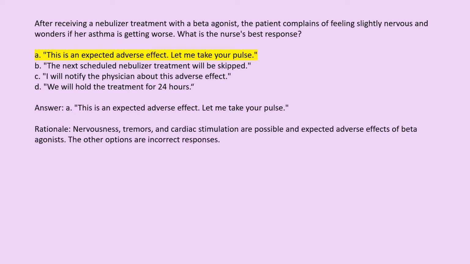Answer. A. This is an expected adverse effect. Let me take your pulse. Rationale. Nervousness, tremors, and cardiac stimulation are possible and expected adverse effects of beta agonists. The other options are incorrect responses.